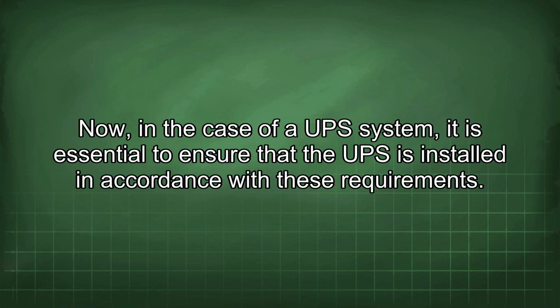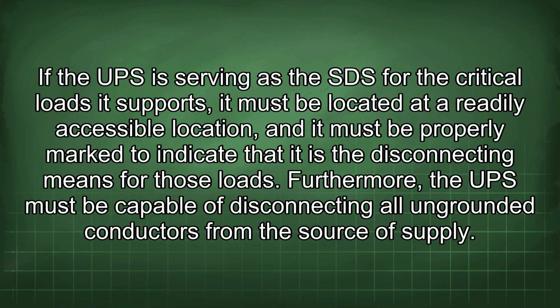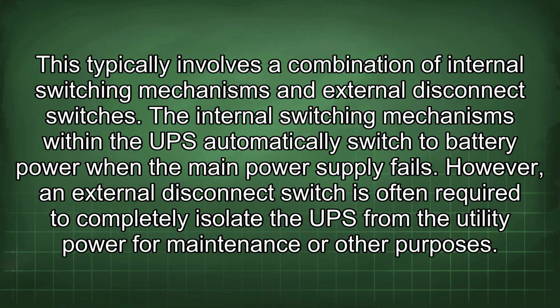Now, in the case of a UPS system, it is essential to ensure that the UPS is installed in accordance with these requirements. If the UPS is serving as the SDS for the critical loads it supports, it must be located at a readily accessible location, and it must be properly marked to indicate that it is the disconnecting means for those loads. Furthermore, the UPS must be capable of disconnecting all ungrounded conductors from the source of supply. This typically involves a combination of internal switching mechanisms and external disconnect switches.